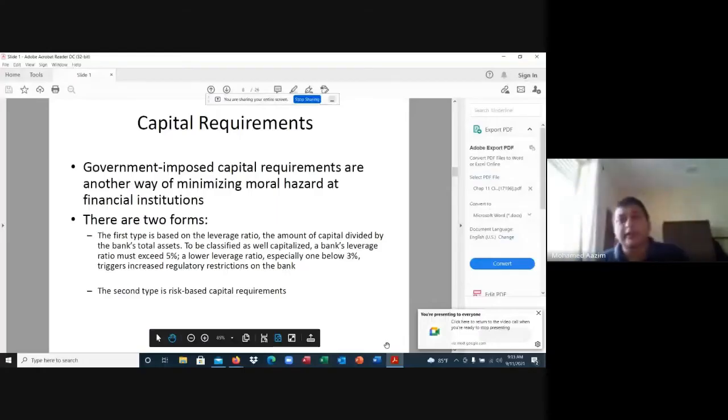So the next point in capital requirements is that government imposed capital requirements are another way of minimizing moral hazard. That is minimum capital requirements. Risk-based capital requirements: as you take more risks, you have to have more ownership money being infused into the financial intermediary.